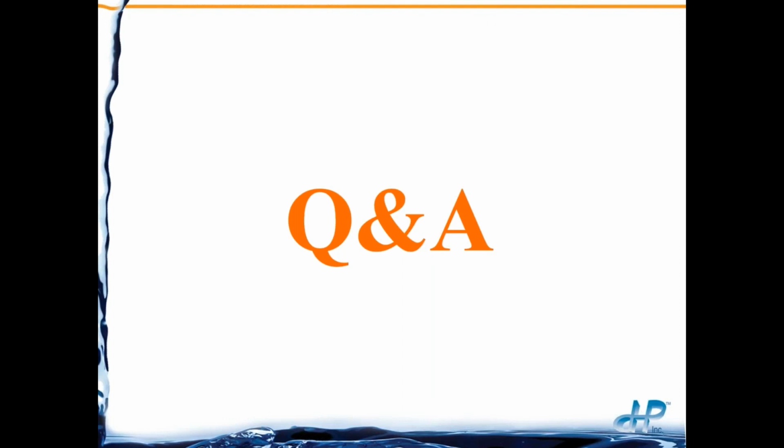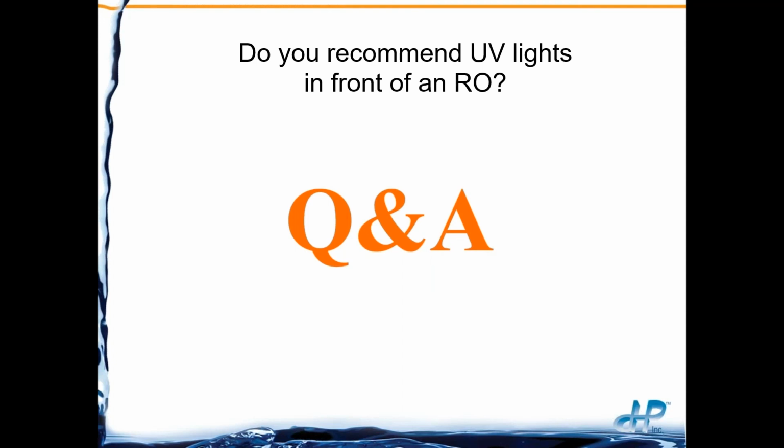We're getting close to the end here. I might have time for one or two questions left. Our next question is, do you recommend UV lights in front of an RO unit? What we're talking about for controlling biological growth is a 254 nanometer UV light. What happens with UV light is it inactivates. It basically doesn't kill the bacteria. It alters their DNA so they cannot reproduce. But it won't get them all. You cannot have a 100% effective UV inactivation.